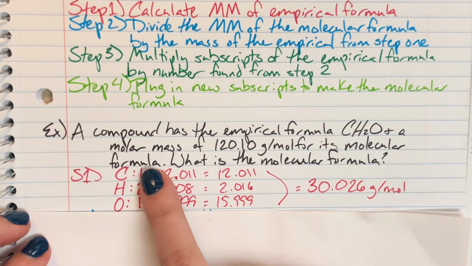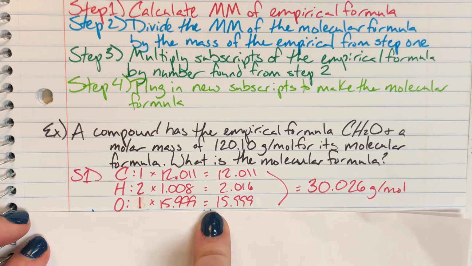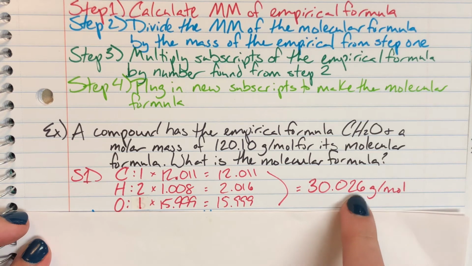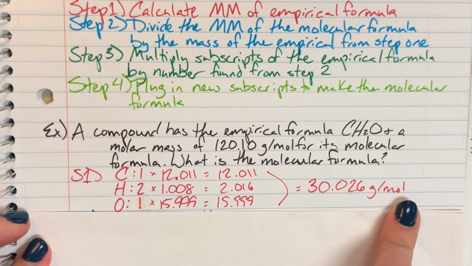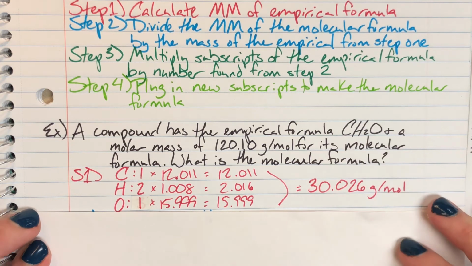So I went ahead, I have each subscript for each different element, and I'm multiplying it by the mass from the table. I'm getting those all together, and then whenever I add that up, I get the number 30.026 grams per mole as my molar mass for my empirical formula, which was CH2O.